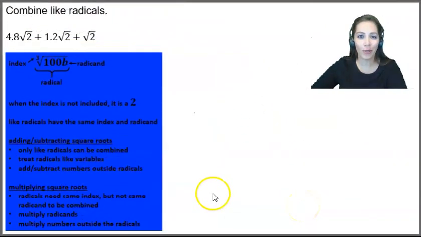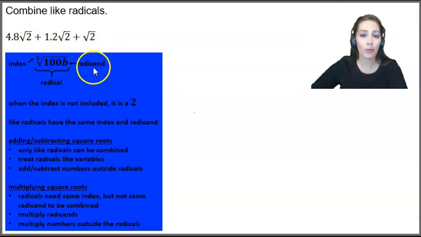Now that we have Chloe's little tips and tricks here, we can go ahead and start this problem. The first thing she wrote underneath adding and subtracting square roots is that only like radicals can be combined. A like radical has to have the same index and radicand. And I can see up here that the radicand is what is underneath the square root symbol. So I see that I have 2, 2, 2.